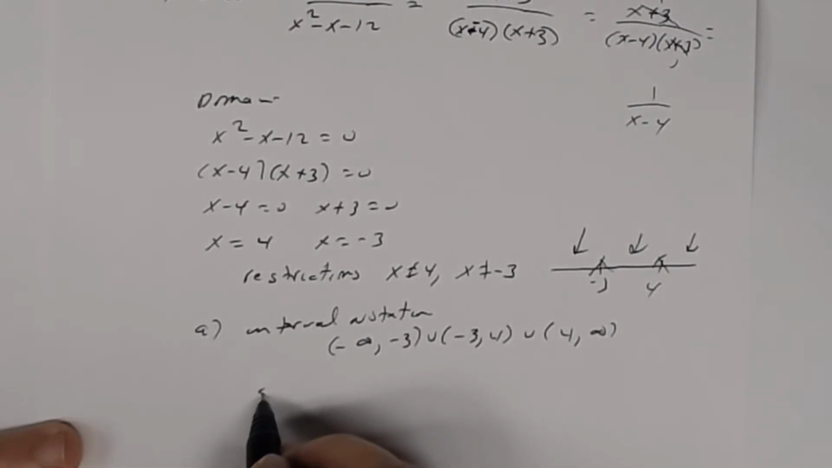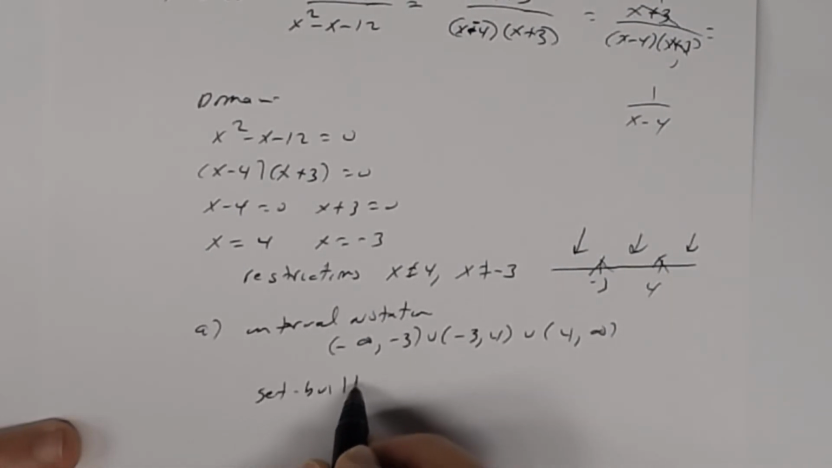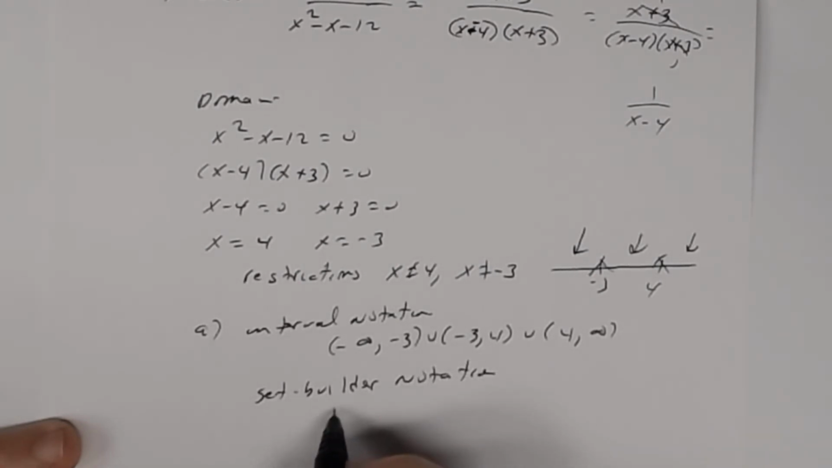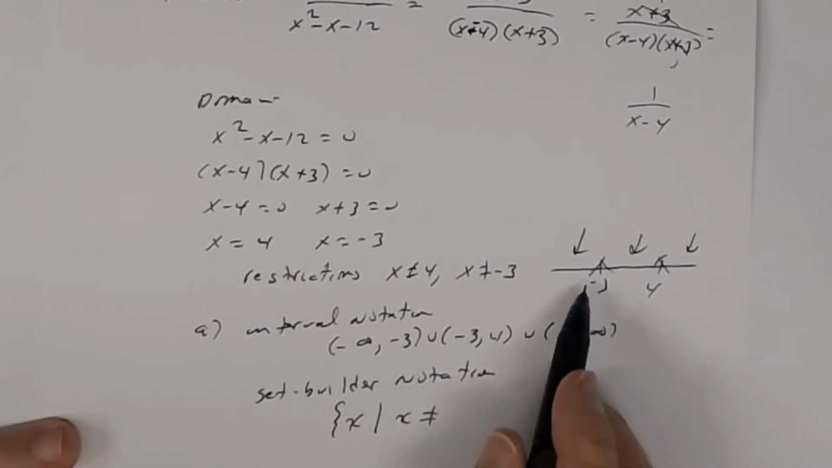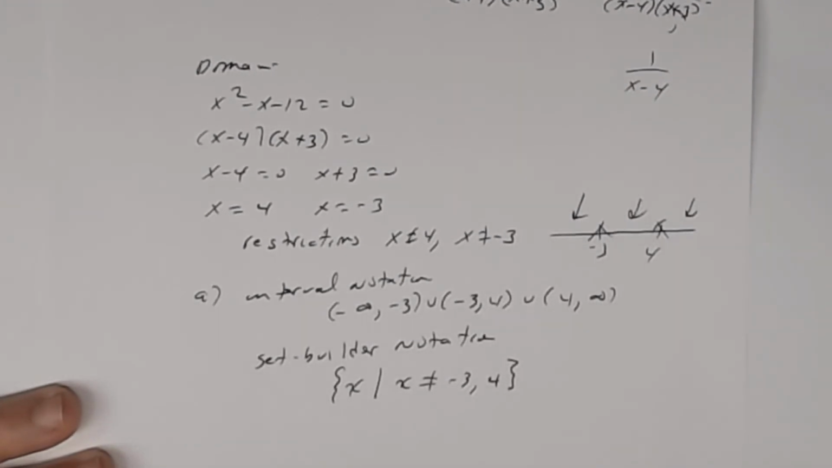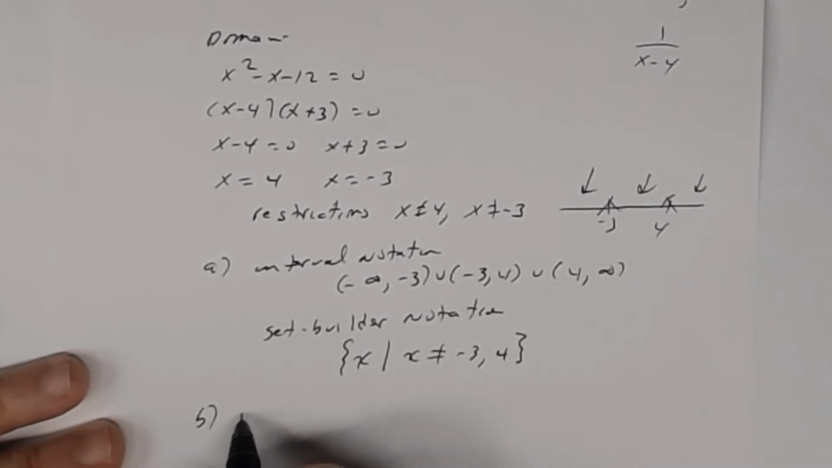All right. Now, in set builder notation, you're going to say the set of x's such that x does not equal -3, comma, 4. Okay? All right, now listen carefully to the next: vertical asymptotes.